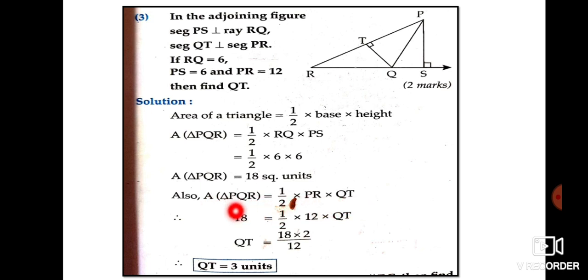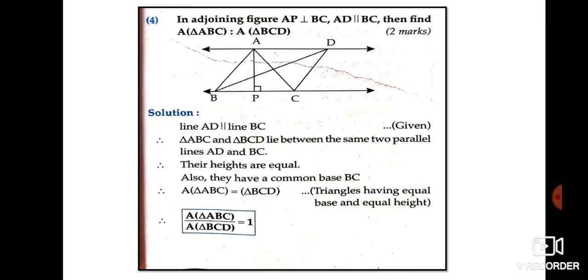Now this triangle's area we have already calculated as 18 square units. We are going to substitute in the formula: 18 is equal to half into PR, 12, into QT. You can cancel 2 and this 12. 2 ones are 2, 2 sixes are 12. Then you divide it and you get the answer as 3 units. So we have QT as 3 units.